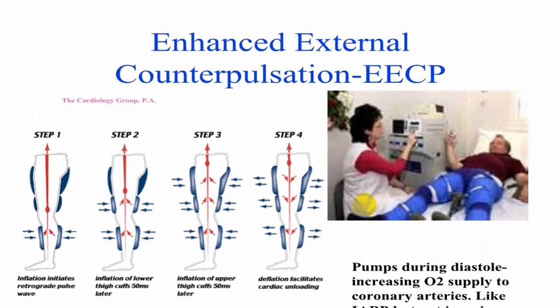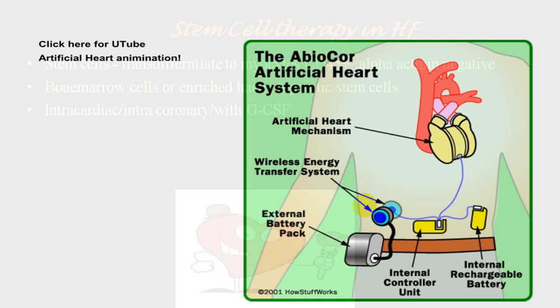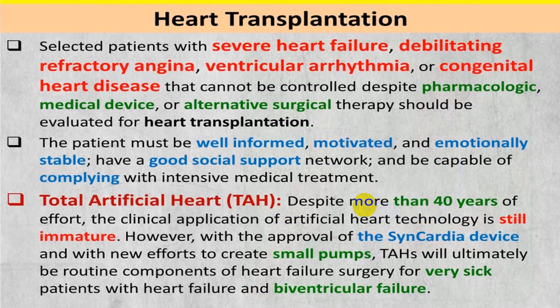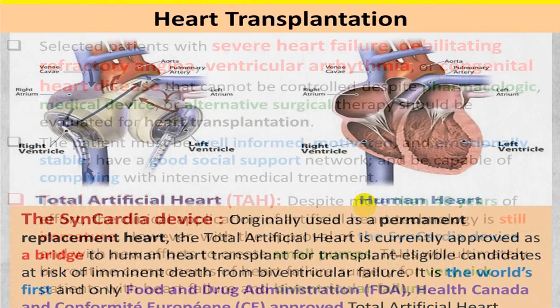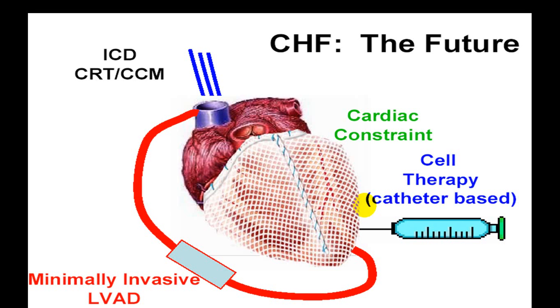These are enhanced external counterpulsation, which are used on limbs, particularly the lower limbs. Stem cell grafts or stem cell therapy is not yet giving good results. These are different types of devices which have come into the market. There is a lot of newer research going on. Heart transplants were previously being done but were not effective, so that is outdated. That is cardiac constraints.